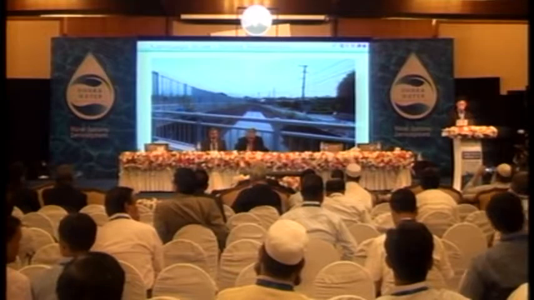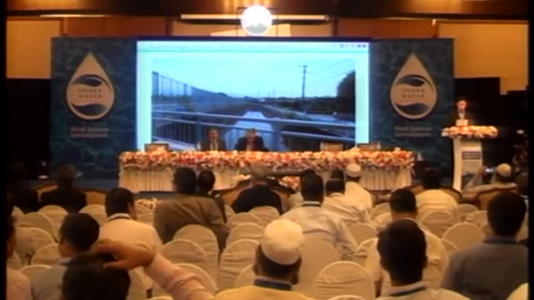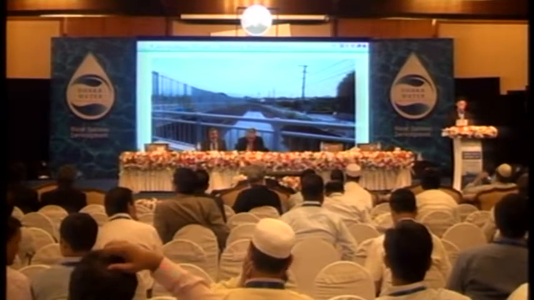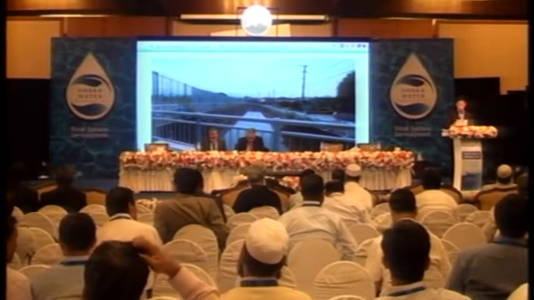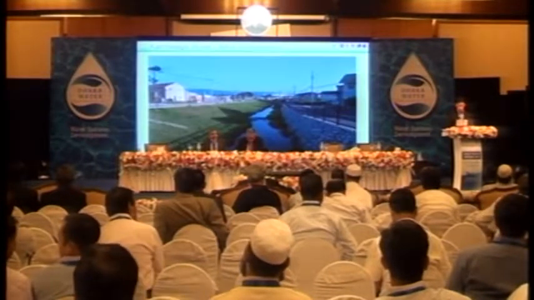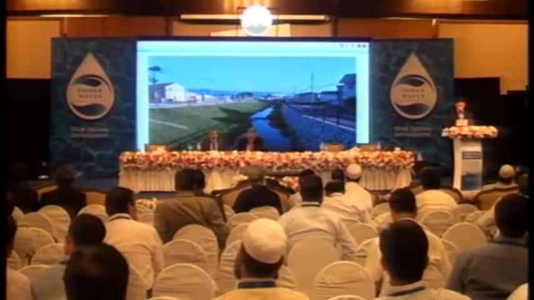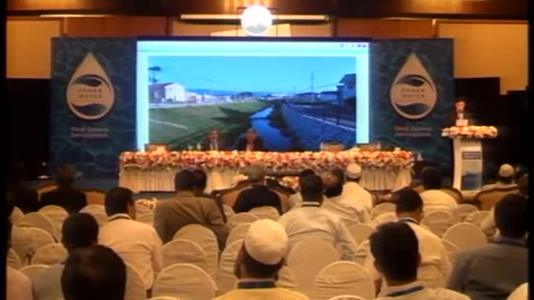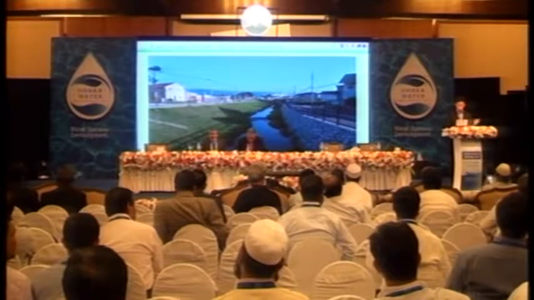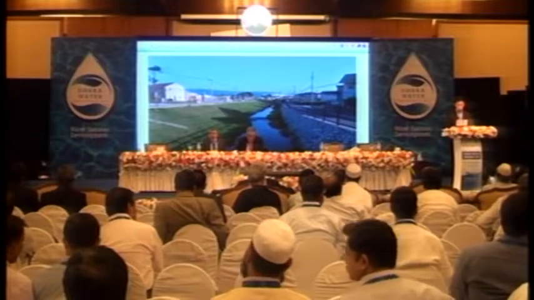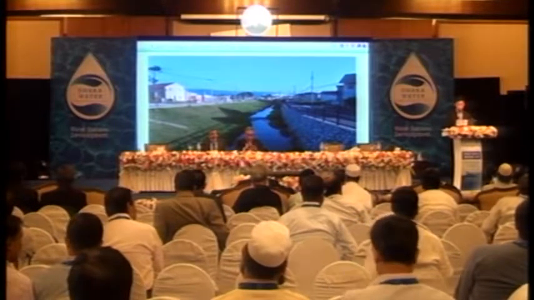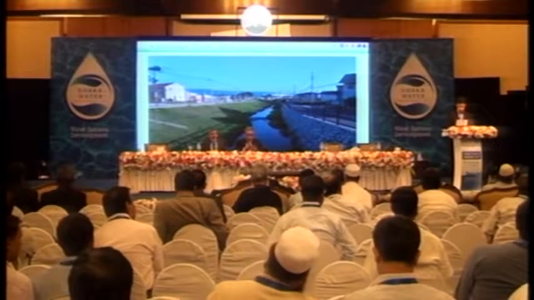So from here, I'd like to show good practices. The first one is Kami-Saigo River. This photo is before restoration, and this one is after restoration. You see, on the left side, people can access the water. The slope is gentle, and the water side is covered with nature for animals and creatures.